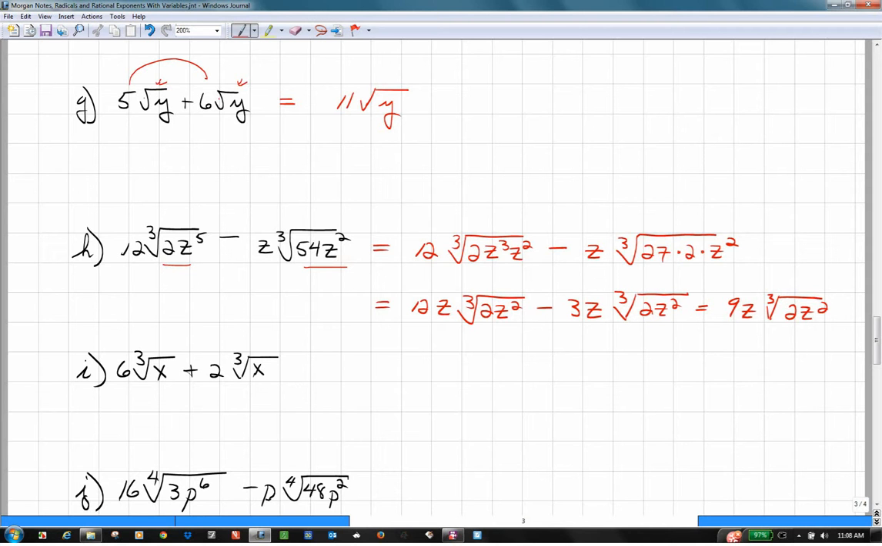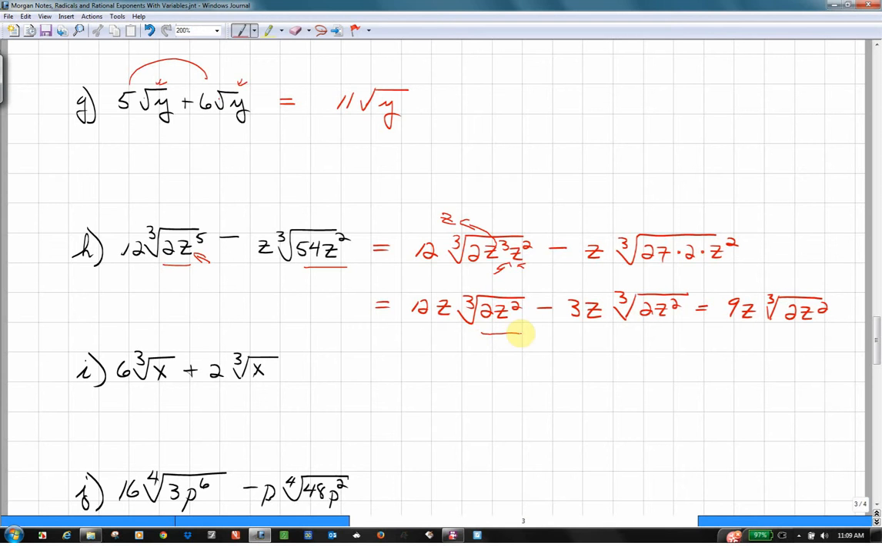I have this z to the 5th. So if I can make that z to the 5th z cubed times z squared, well, the z cubed comes out as a z. It leaves me with z squared underneath the radical. And what I end up with is 12z times the cube root of 2z squared.